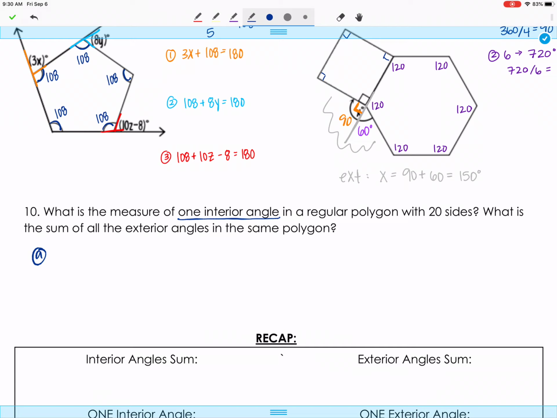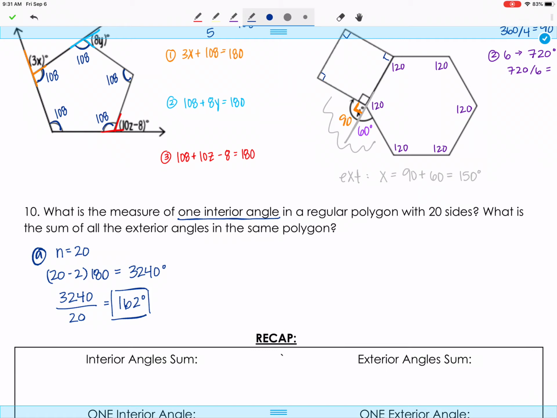So the first thing we do is we say if my n is 20, then we need to do 20 minus 2 times 180 degrees and get the total. So 18 times 180, that means all together the interior sum is 3,240. And if I know that it's regular, then I can take that 3,240 and divide it by 20 to get that each interior angle would be 162 degrees.